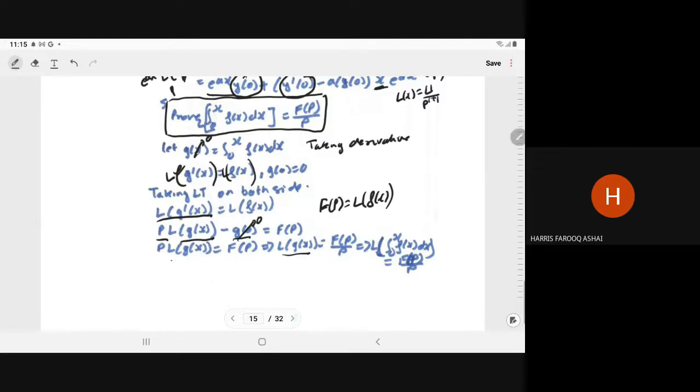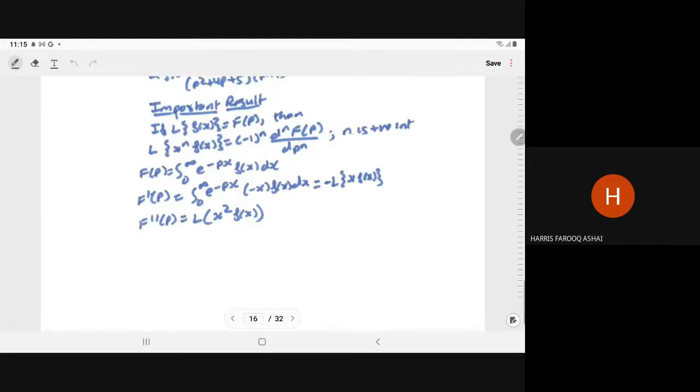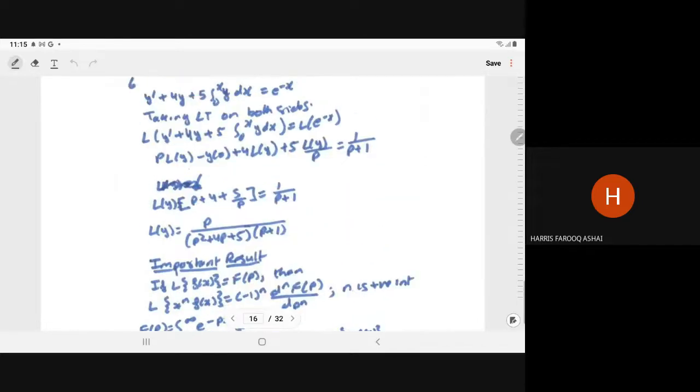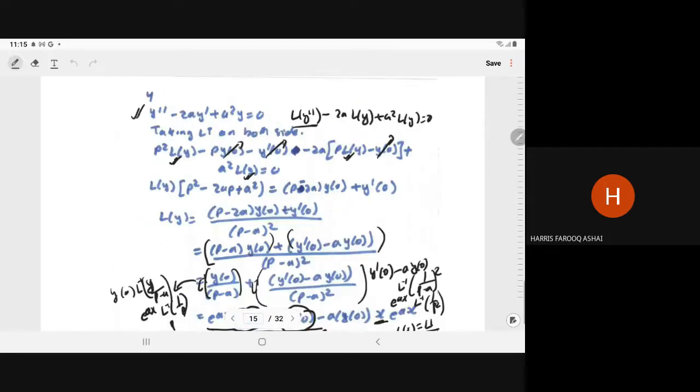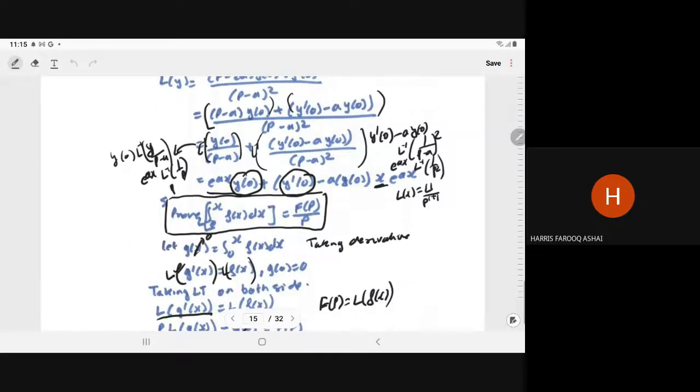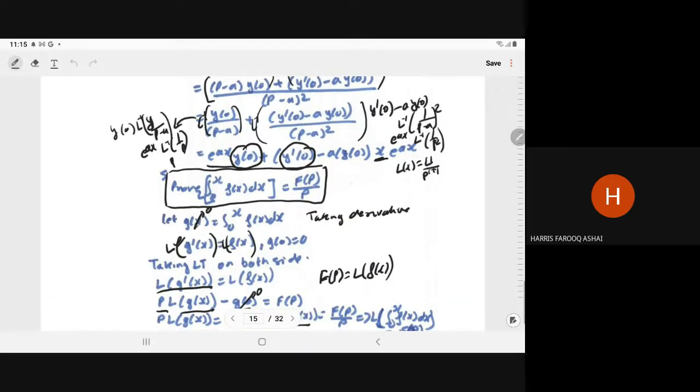So now using this result, you can see we have a computationally easy way for the function. Let us have this example. If you have to compute the L inverse of F(p) upon p, that will come as integral 0 to x of f(x) dx.